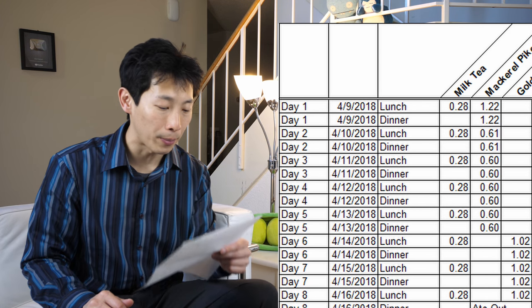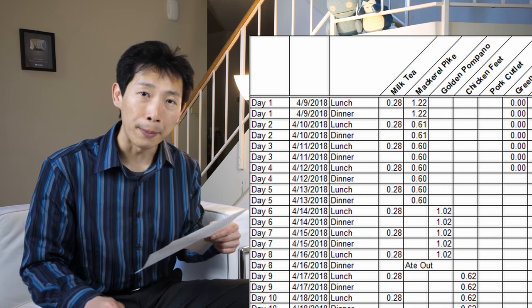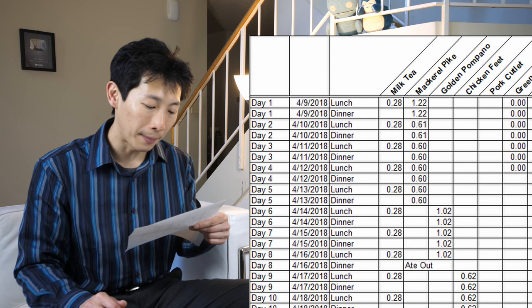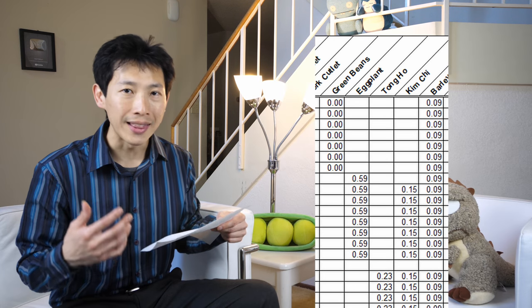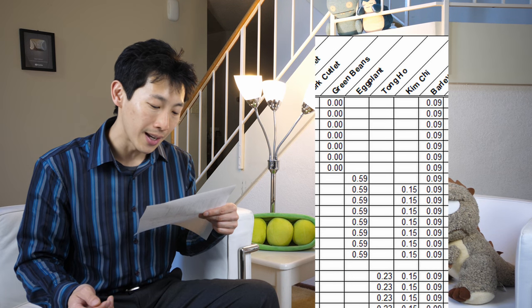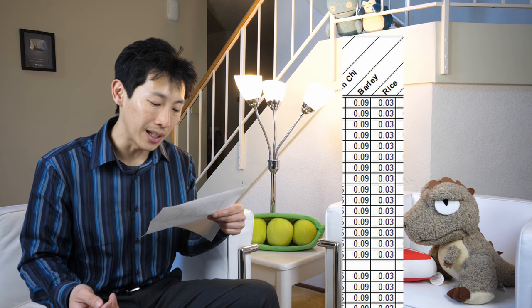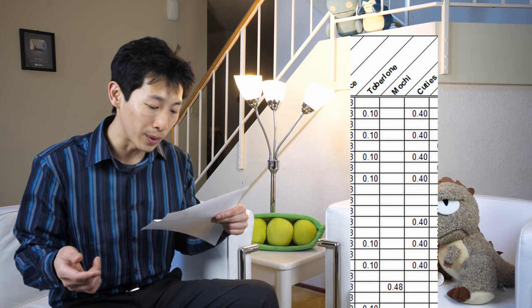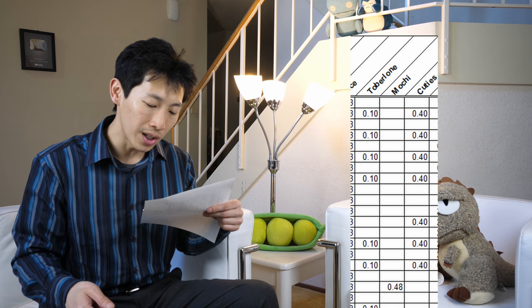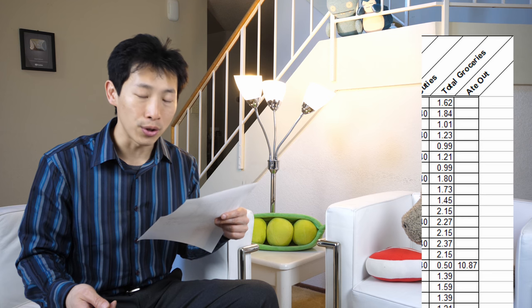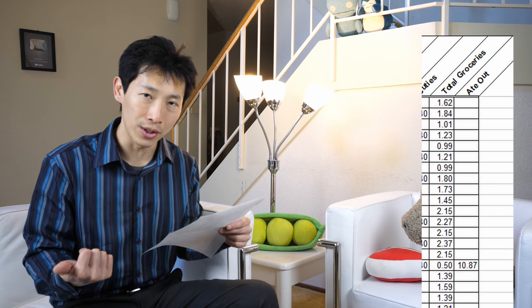So let's look at the top row over here. I have milk tea. I put the meat and proteins in the first few columns. You can see mackerel pike, golden pompano, chicken feet, pork cutlet. And then I put the vegetables. You see green beans, eggplant, tong ho, kimchi, and then I have the grains, barley, rice. After that, I have the sweets, which is Toblerone, mochi, and then I have fruits, which are cuties. And then at the very end, I have total groceries as well as the cost of eating out.